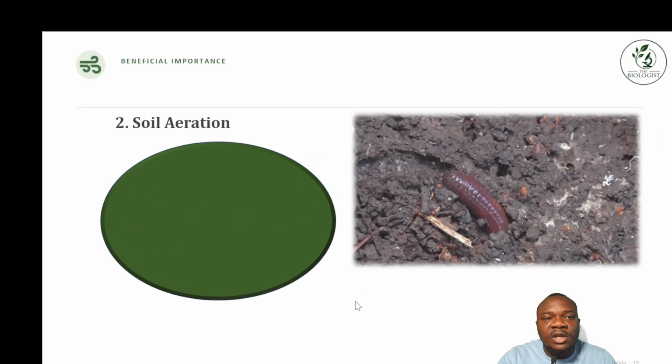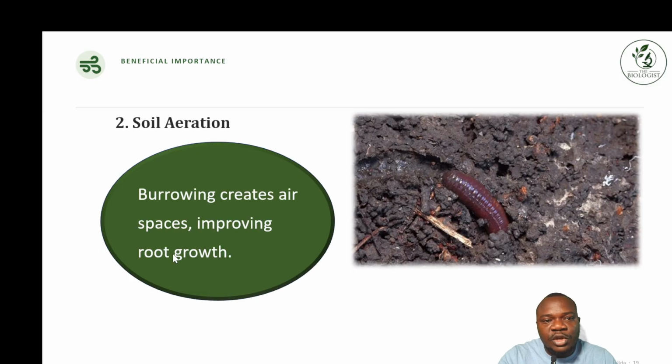And for soil aeration, earthworms tend to burrow into the soil to create spaces for root growth. So when they create spaces, the roots can easily get good air. You can see this earthworm here, which burrows into the soil. This helps air, oxygen, to get into the soil and helps with soil aeration.